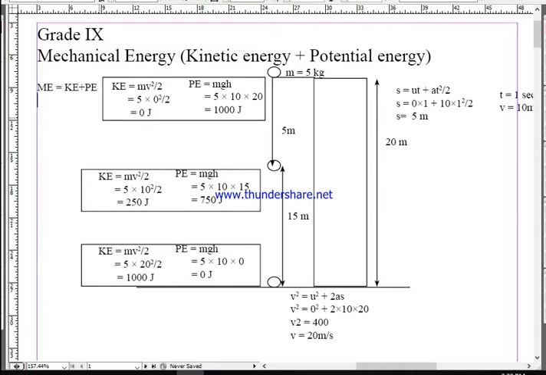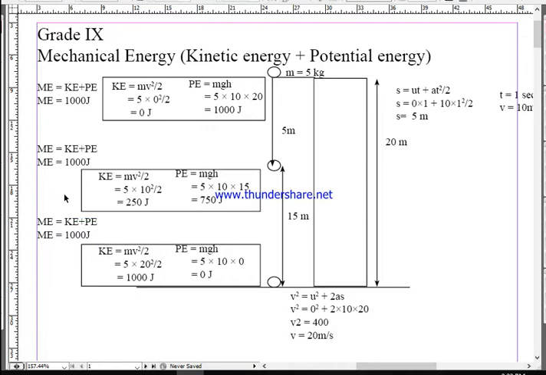Okay, so in this case mechanical energy is equal to 1000 joule, isn't it? And in the second case as well, look at your second case. Mechanical energy, total energy, it has 250 joule of kinetic energy, whereas 750 joule of potential energy. So its total energy is still 1000 joule. And at the end of motion, you can see here it has 1000 joule kinetic energy and 0 joule potential energy. So once again its total energy remains the same, 1000 joule.